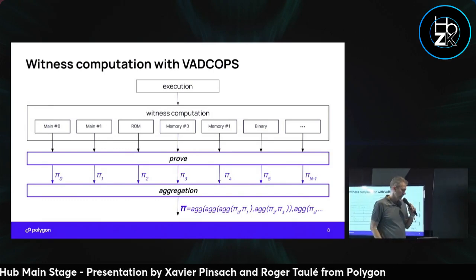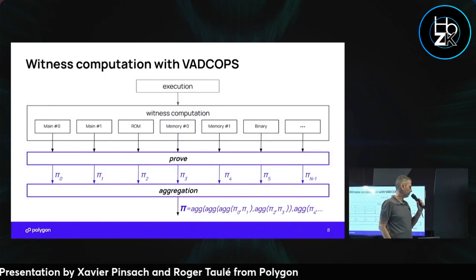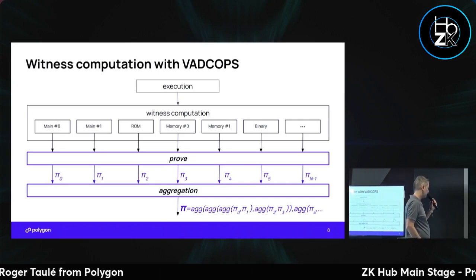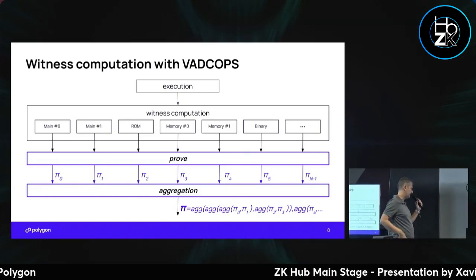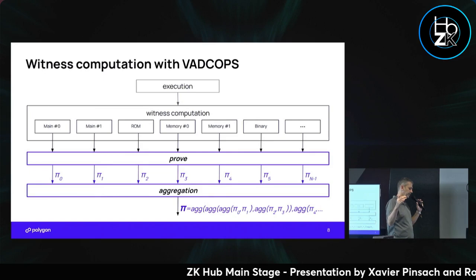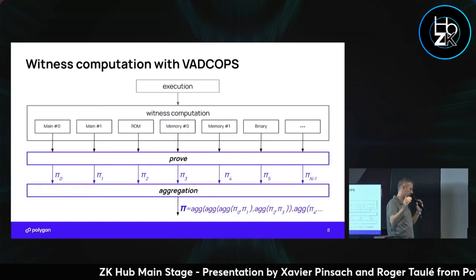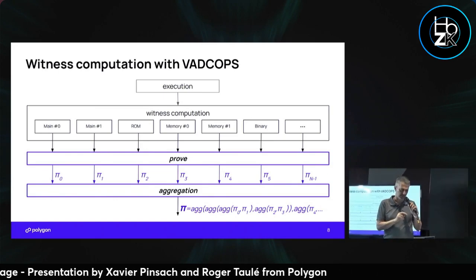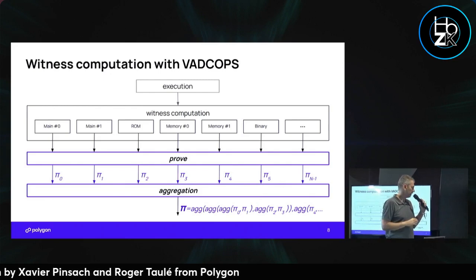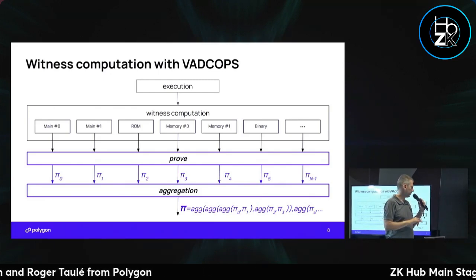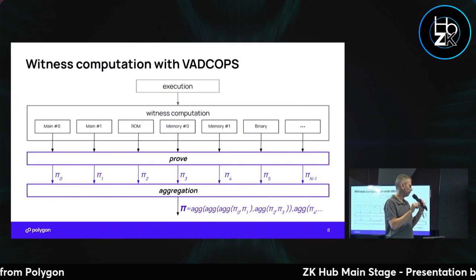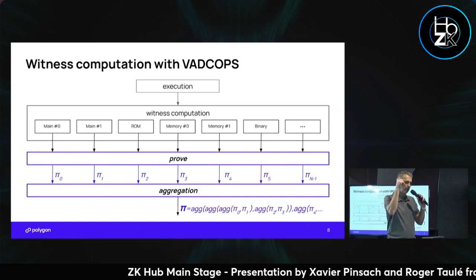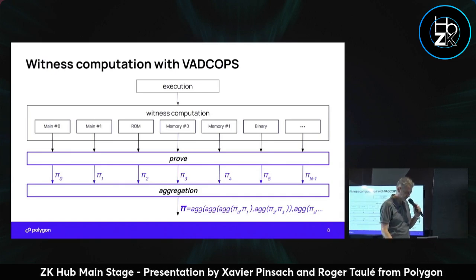And then here appears a new concept of aggregation. Aggregation is a process to take n proofs and generate only a single proof from these n proofs. It's a recursive process that we aggregate like a binary tree. So we take the pi 0 with pi 1, we generate a new proof, the pi 2 with pi 3, we generate a new proof. These are also aggregated recursively and so on until we get only a single proof.